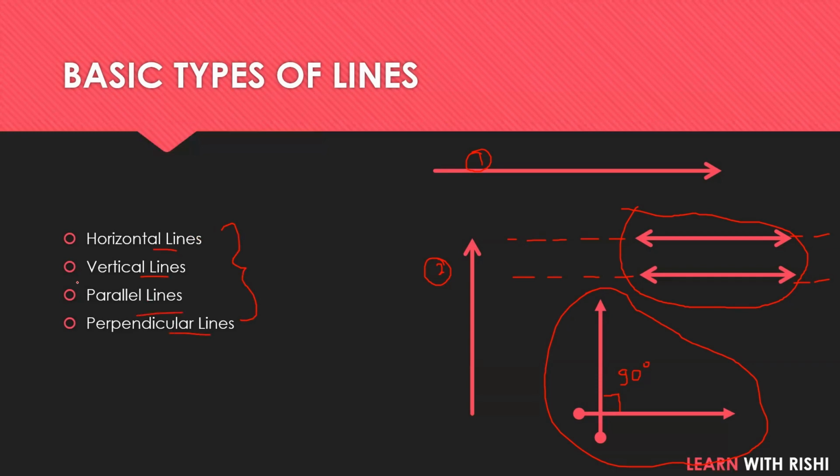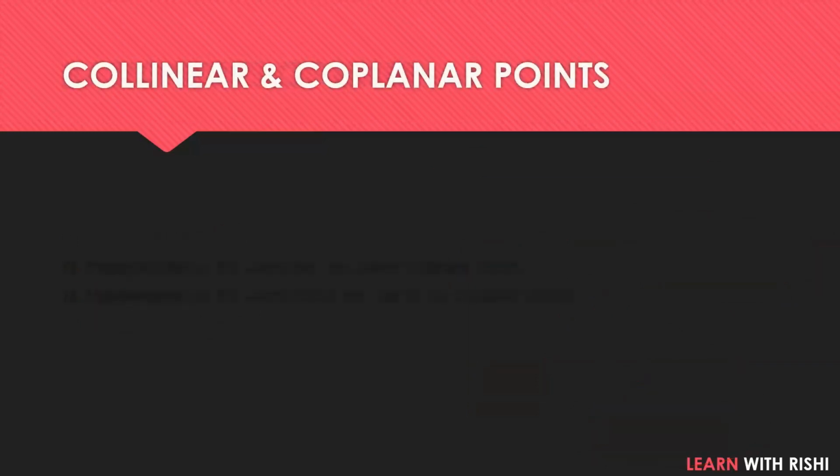Now in the further chapter, we are going to focus on parallel lines. Before going towards the definition of parallel lines, we will go through these 2 terms, that is collinear and coplanar. What is collinear and coplanar?